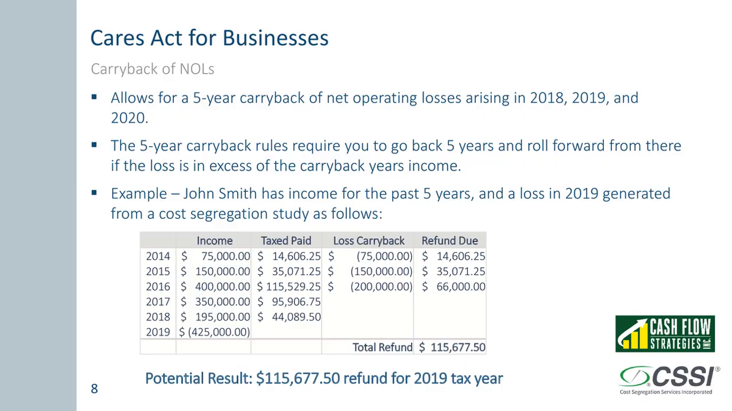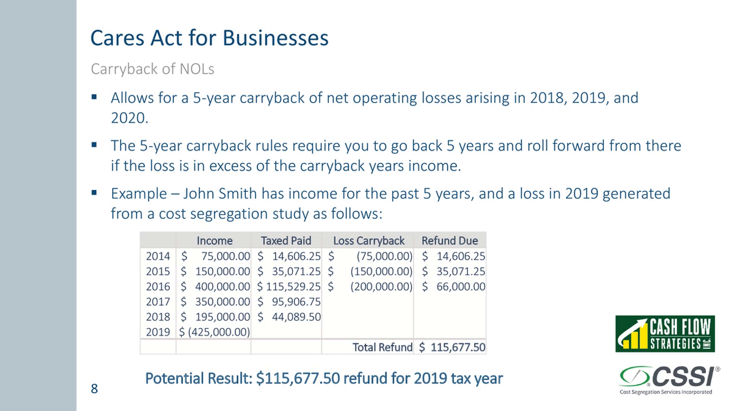The CARES Act, which we've all kind of benefited from recently, I think, has changed a couple of things as far as cost segregation goes, and it makes it an even bigger no-brainer these days than it ever was before, because they've given us a 5-year carryback of net operating losses arising in 2018, 2019, and 2020. It's a stimulus. It helps by being able to carry them back and roll forward if the loss is in excess of the carryback year's income. But take a look at this.